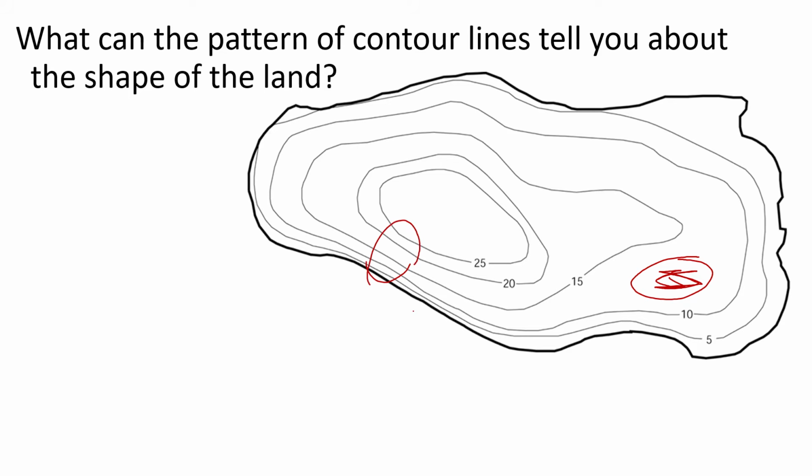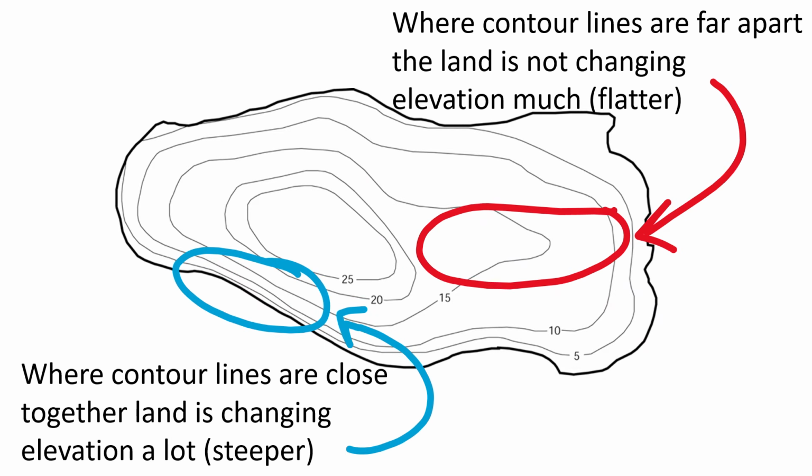Here, as you go walking on that path, physically, you're going up a lot of steps. So you're increasing in elevation. So that means where contour lines are far apart, the land is not changing elevation. It's pretty flat. So think about it. If you were to walk this way, you only step up over one line. You walk a long distance and you only step up once.